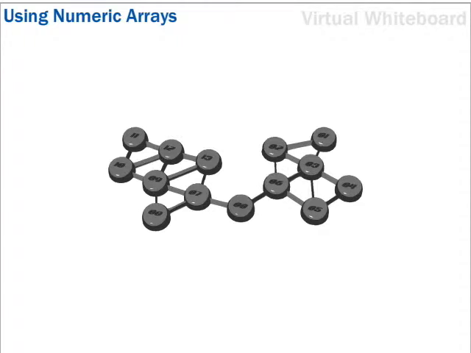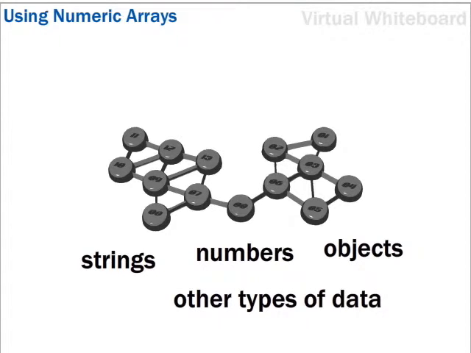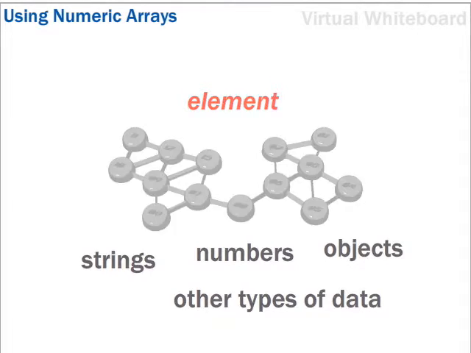An array is a numbered group of data items that you can treat as a single unit. For example, you might use an array called scores to store several scores for a game. Arrays can contain strings, numbers, objects, or other types of data. Each item in an array is called an element of the array.